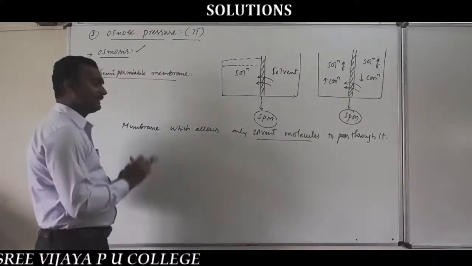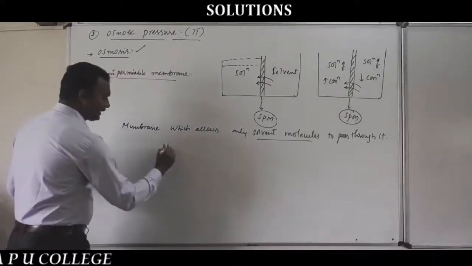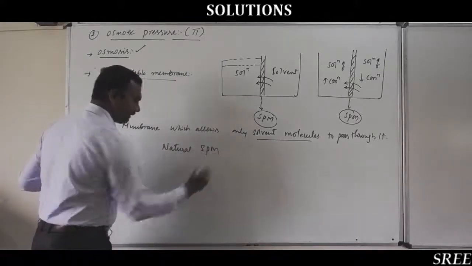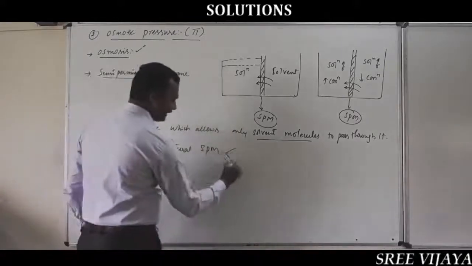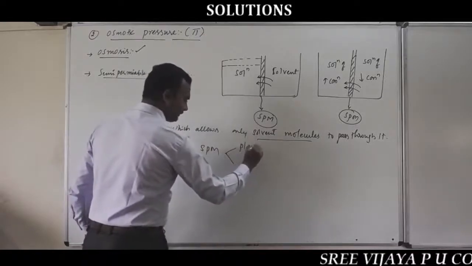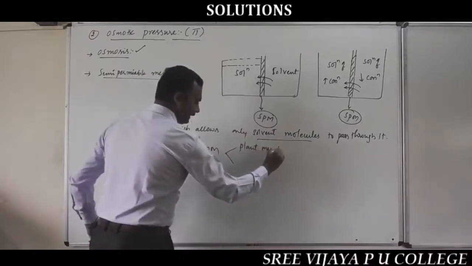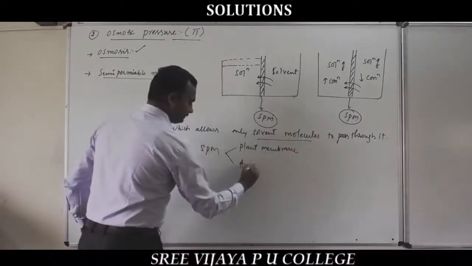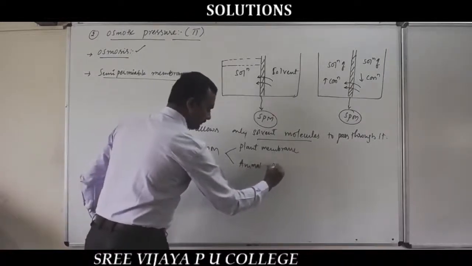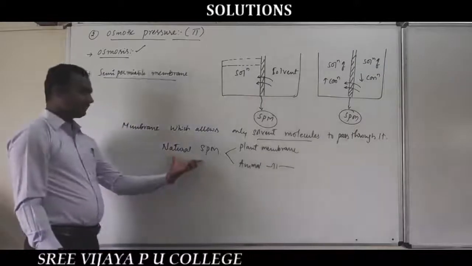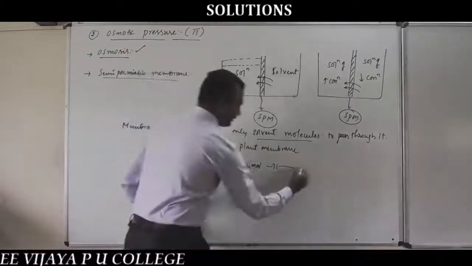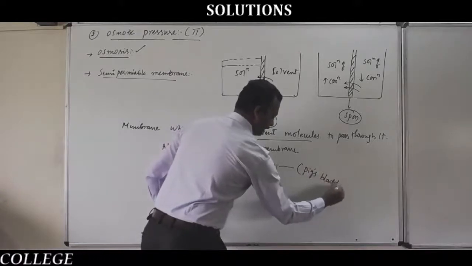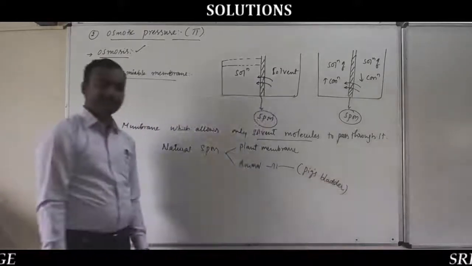So semi-permeable membrane has two types. One is natural semi-permeable membrane. Plant membrane is one example, and animal membrane is another example. These are examples of natural semi-permeable membrane. Among animal membranes, pig's bladder is the best. It acts as a semi-permeable membrane.